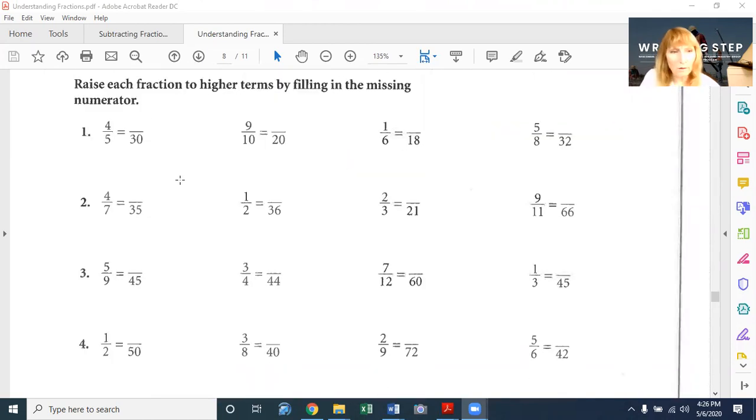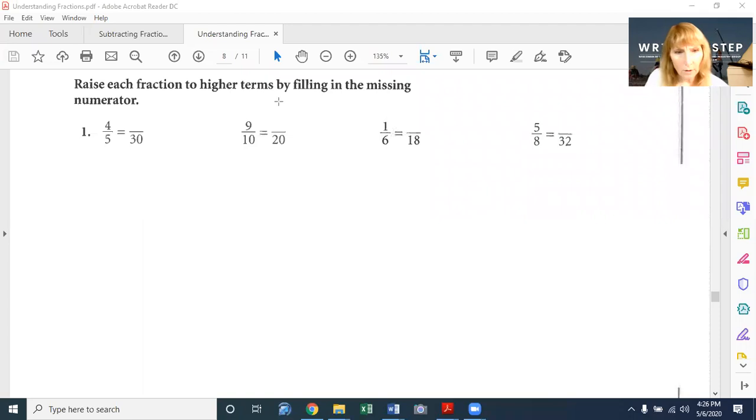So what they want to do here is, for example, let me just get rid of some of this extra stuff in here again. We know what we're looking at here. Okay, so we have 4/5 is equal to something over 30. So we have to say, what can I multiply 5 by to give me 30? 5 times 6, right? So I have to multiply by the 6 on the top. So it becomes 4 times 6 on top. So 4 times 6 is 24. So 4/5 is equal to 24/30.